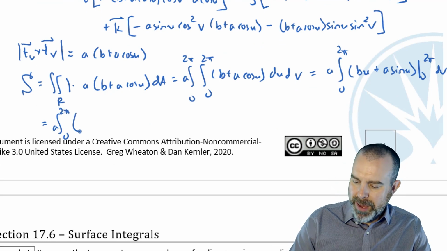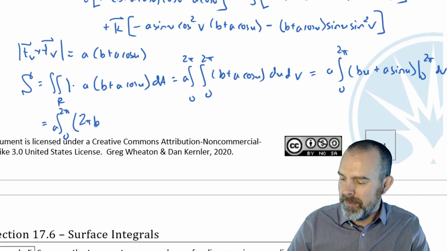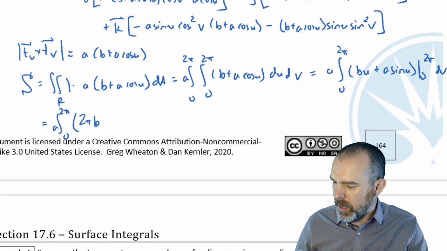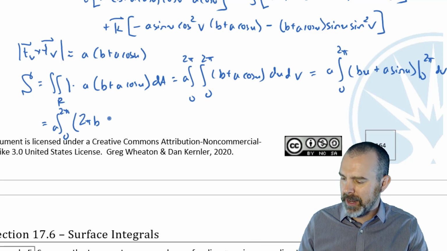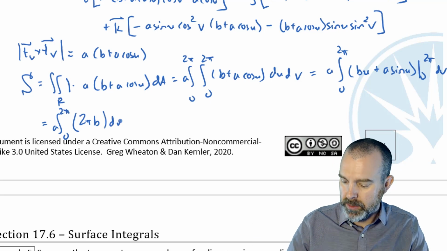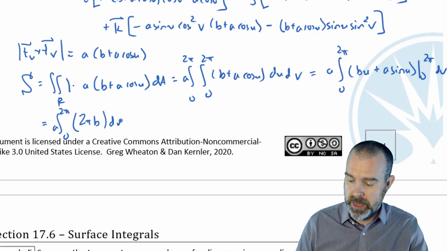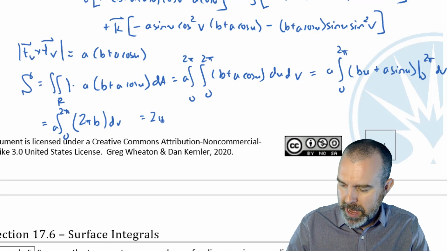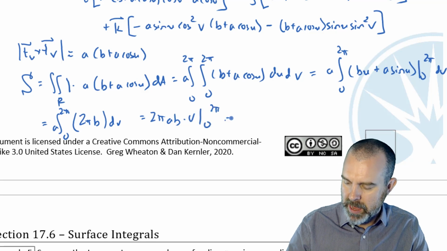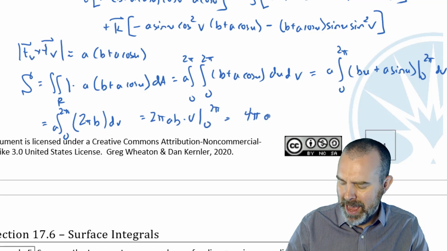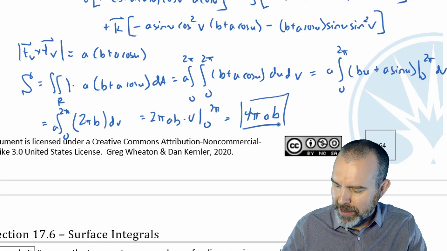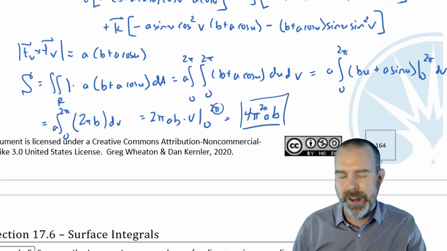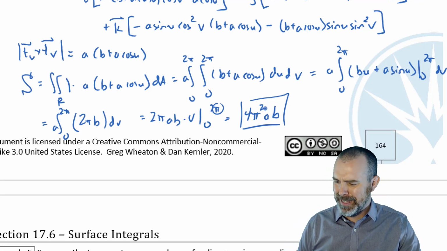We'll have B times 2 pi, so 2 pi B minus B times 0, so that's gone. And then A times sine of 2 pi, which is 0, minus sine of 0, which is 0. Oh, so we just have 2 pi B dv. So that will be 2 pi AB times v from 0 to 2 pi. So 4 pi AB is the surface area. Oh, there's an extra pi. Sorry, 4 pi squared AB.